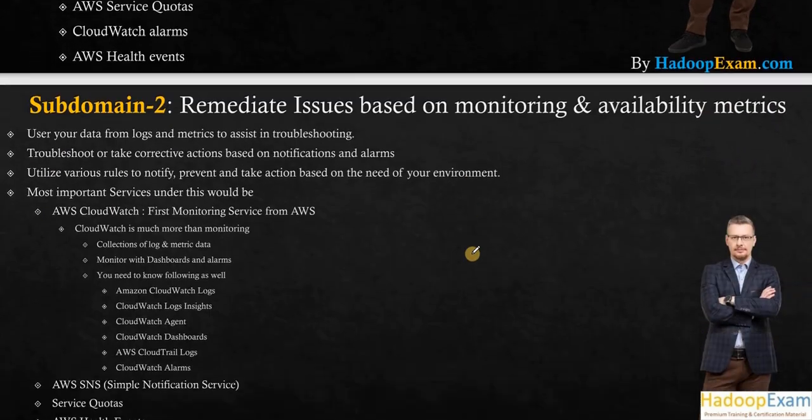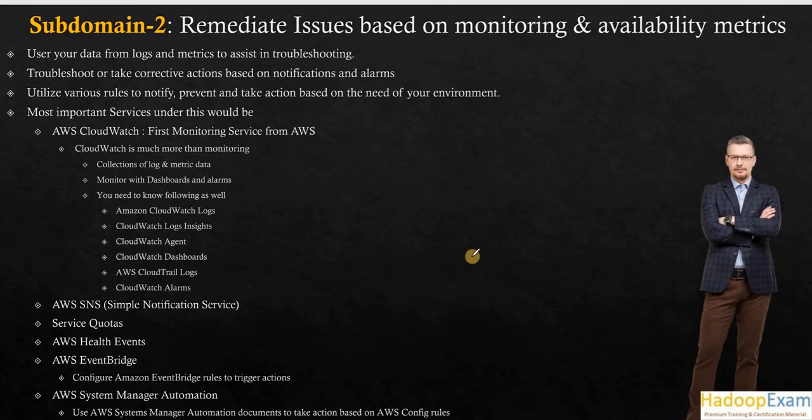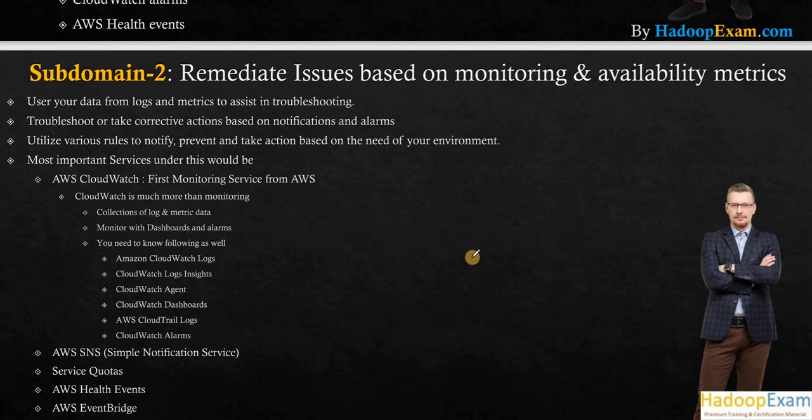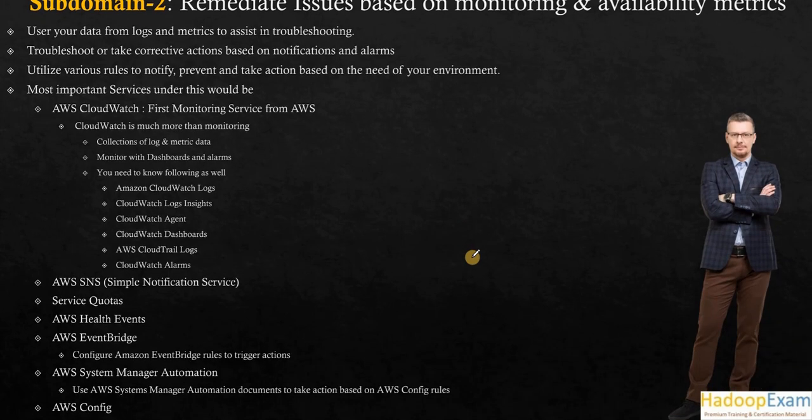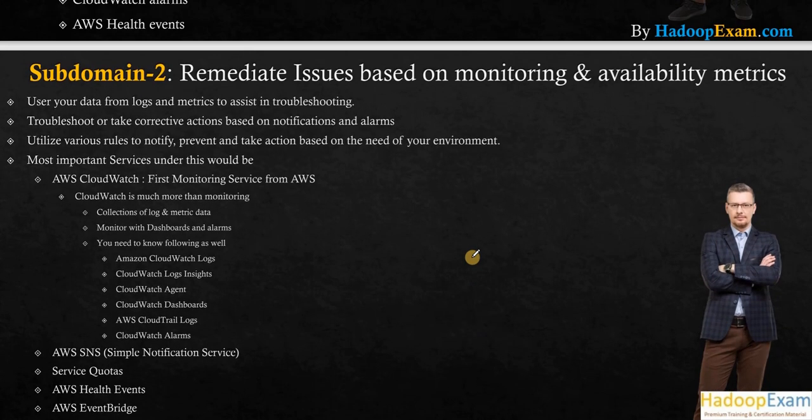Now let's move to the next domain: remediate issues based on monitoring and availability metrics. In the previous section we covered how you create the alarms, metrics, and logging, correct? Now how do you remediate? That is the most important thing. You need to be able to solve the problem which is happening.